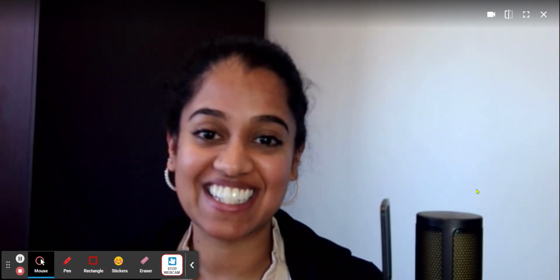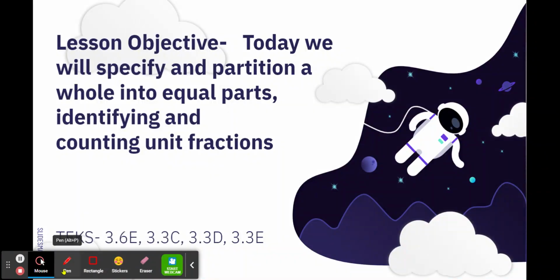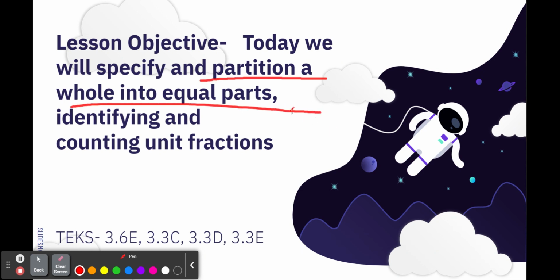Let's take a look at today's lesson objective. So, today we will specify and partition a whole into equal parts, identifying and counting unit fractions. The TEKS we'll be working on today are 3.6e, 3.3c, 3.3d, and 3.3e.